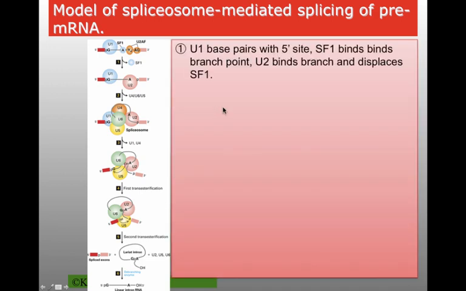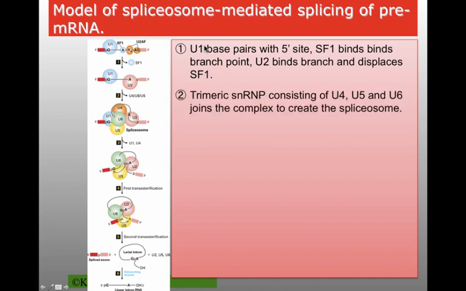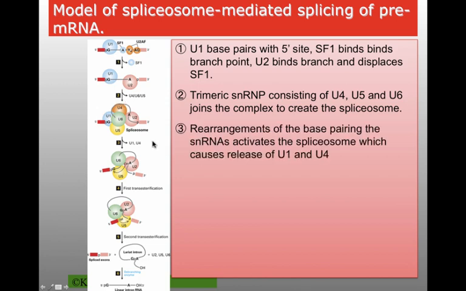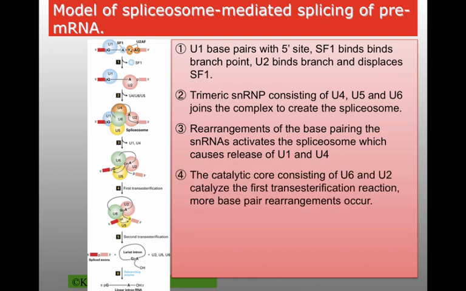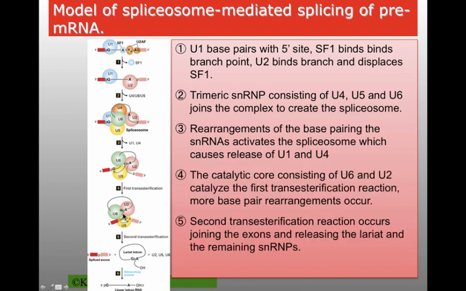So, just quickly again, U1 base pairs, U2 binds the branch point, U4, U5, U6 make the whole spliceosome complex, rearrangements, and again, all these rearrangements are RNA base pairing interactions. Then U6 and U2 give you transesterification. Again, that's making this lariat structure. And then you join up the two exons together.